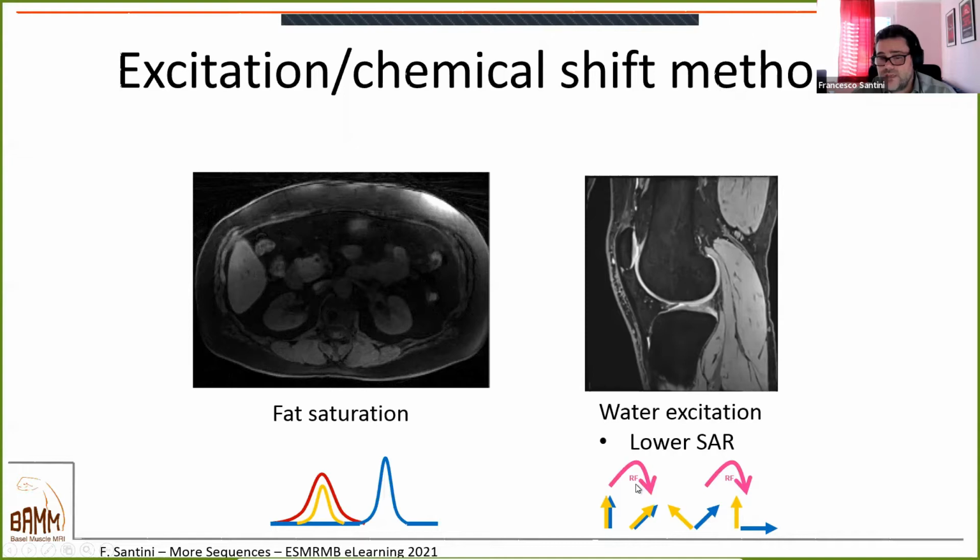This is a very convenient pulse because it has a very low SAR, because you have a big pulse, let's say a 90-degree pulse that is split into two 45-degree pulses. This helps a lot for the SAR, but it's also very slow because you have this waiting time here in the middle. So it has pros and cons, but you can obtain a very nice fat suppression here.